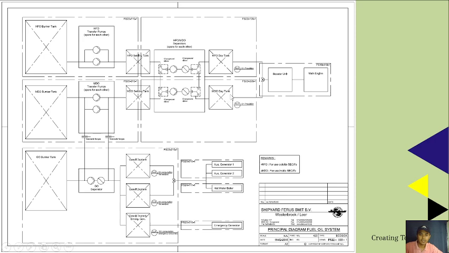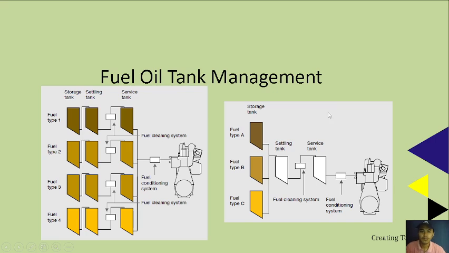So these day tanks should suffice for 8 hours of operation on board the ship. Okay, so from storage you go to settling, then to the purifier, and then into the service tank. And after the service tank, the fuel oil goes to a fuel conditioning system, the fuel conditioning module, before going to the engine.